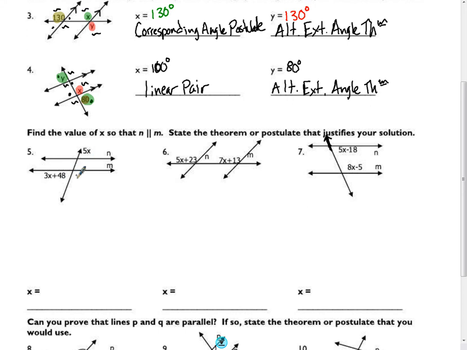So dot, dot, squiggle, squiggle, dot, dot, squiggle, squiggle. It's a little tough to draw in there, but you can do your best. So dot, dot, squiggle, squiggle shows me that the 3x plus 48 is a squiggle, the 5x is a squiggle. So if I want these lines to be parallel, I would want 3x plus 48 to be equal to 5x. The relationship that those squiggles both have is that they're on the outside and they're on opposite sides of the transversal. Outside opposite tells me alternate exterior angle converse theorem.